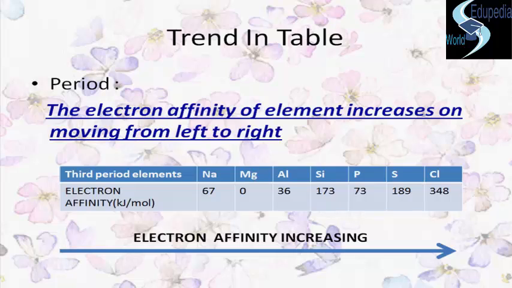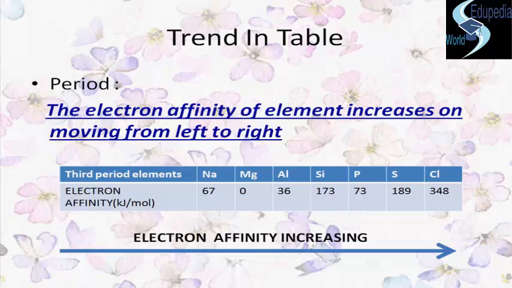As we can see here, in the third period of the periodic table, the electron affinity increases from 67 kilojoules per mole in sodium to 348 kilojoules per mole in chlorine. The increase in electron affinity in a period is basically not regular. That is, it actually has some bumps in between the period. We shall discuss that in the higher classes.